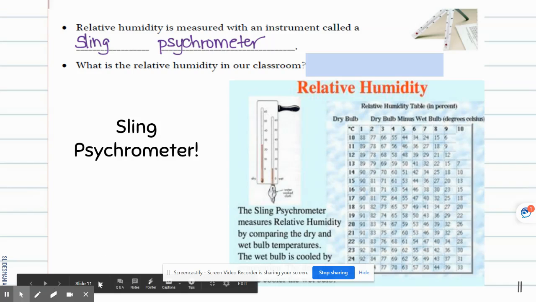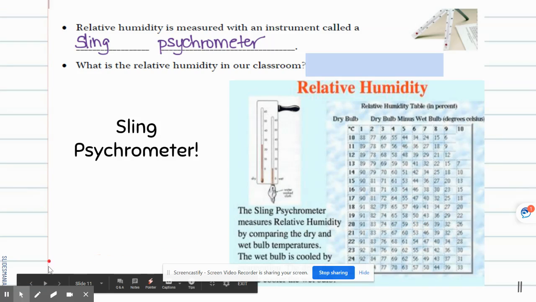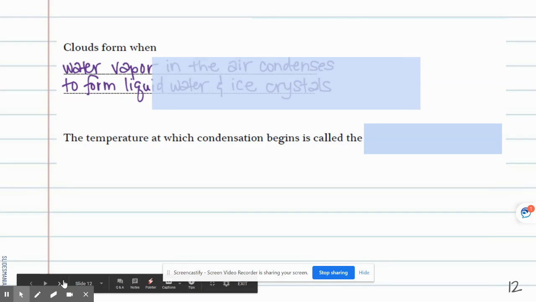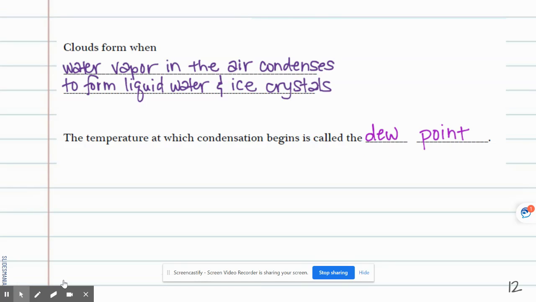And then here you use the dry bulb, again was 20, and then you find the difference. 20 minus 14 is 6, and you look where these two things intersect. So in our classroom, the relative humidity was 53%. Clouds form when water vapor in the air condenses to form liquid water and ice crystals, and the temperature at which this begins is called the dew point.